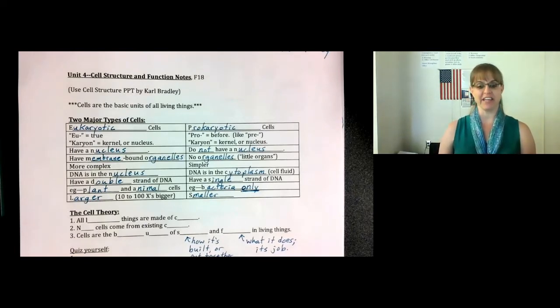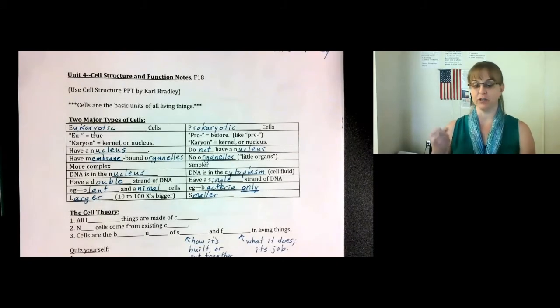Eukaryotes are anything that has a nucleus. Hint, you do have a nucleus. And they also have membrane-bound organelles. In other words, organelles that are wrapped in a membrane. Eukaryotic cells include plant, animal, fungus, and protist cells. Prokaryotic cells only include bacteria. So if it's a bacteria, it's a prokaryote, and if it's anything else, it's a eukaryote.